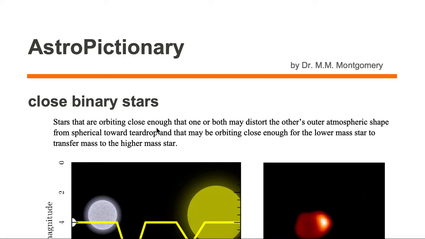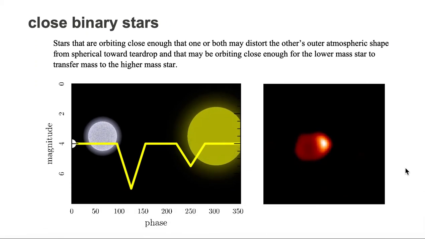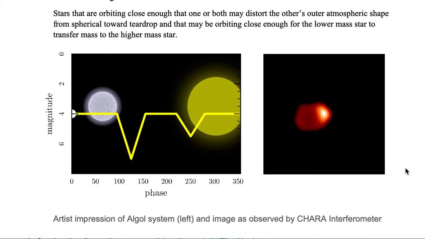Let's look at stars that are orbiting close enough that one or both may distort the other's outer atmospheric shape from spherical towards teardrop. So here is an example of the Algol AB star system. We have the hotter, smaller, blue-white color star in an eclipsing orbit with the larger, yellow, cooler atmosphere star in this Algol AB system. We're going to watch this animation of the two orbiting edge on, and this is the actual observations as observed by the CHARA interferometer.